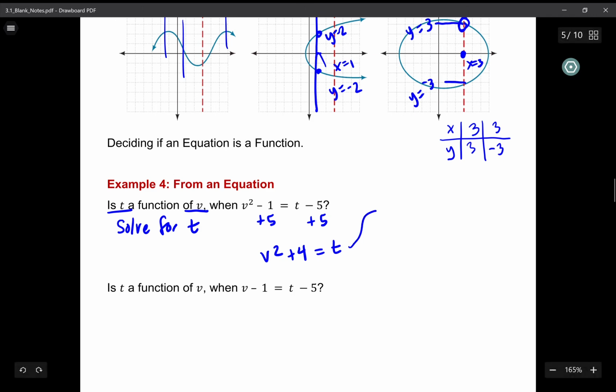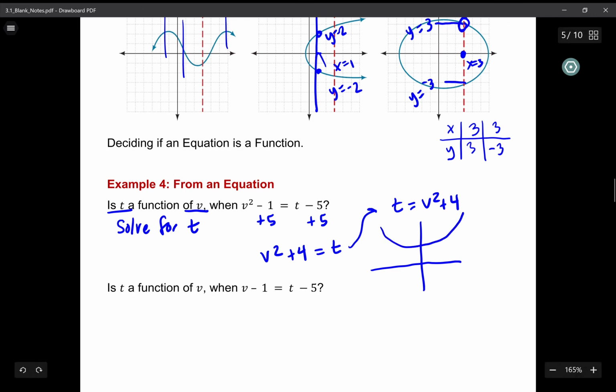Let's rewrite this: t equals v squared plus 4 over here, just because I like to have the output variable on the left-hand side for whatever reason. And maybe you guys recognize this. I hope you do. This is actually a quadratic equation. Here's my quadratic, v squared plus 4. It would actually give you a parabola that looks like this.